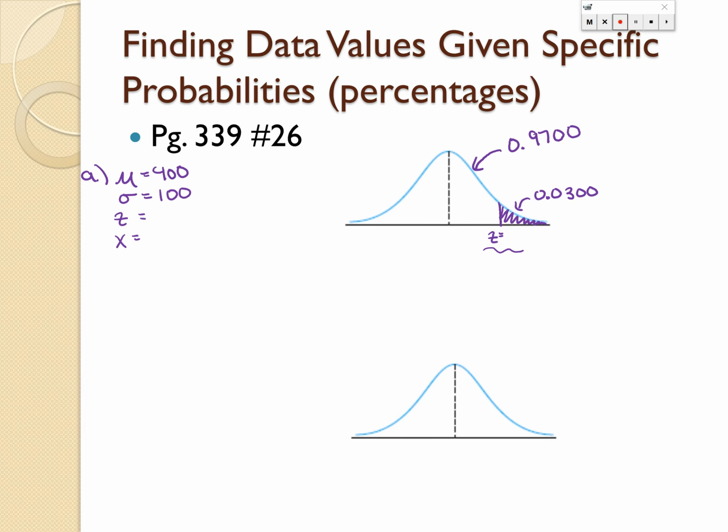Now, if you're using the table, guys, get as close as you can. If you're using the table, the closest you're going to get in table E is 0.9699. That's the closest you're going to get. The z-value that matches that is 1.88.